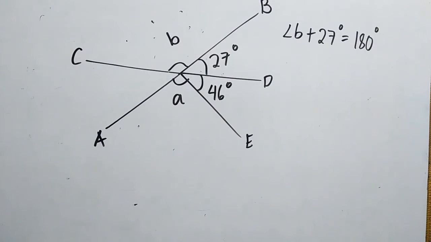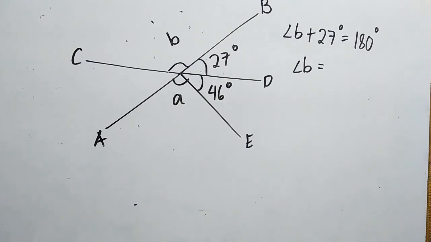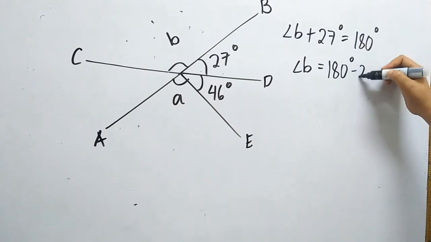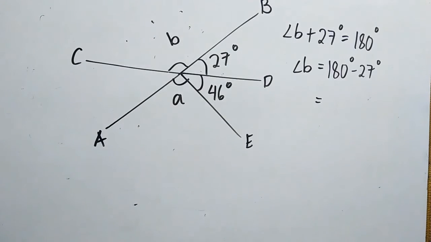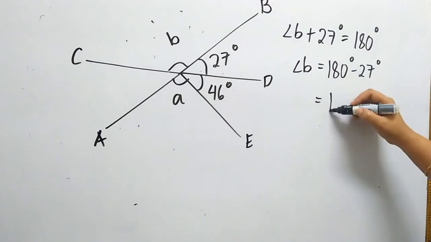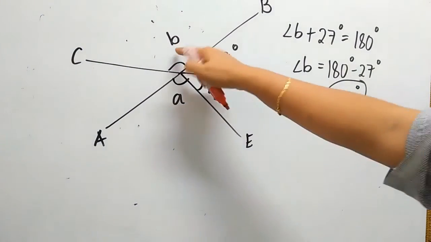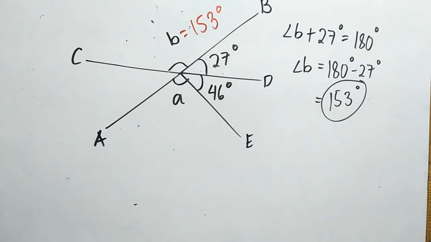How are we going to find angle B? Very good. We're going to subtract 180 degrees minus 27 degrees. It will be 153 degrees. So angle B is equal to 153 degrees.